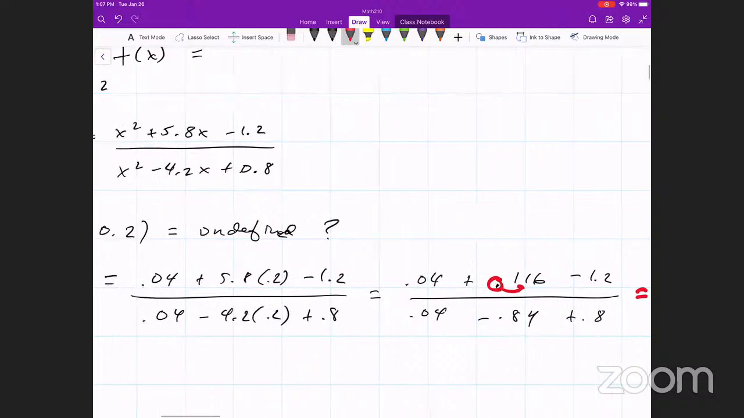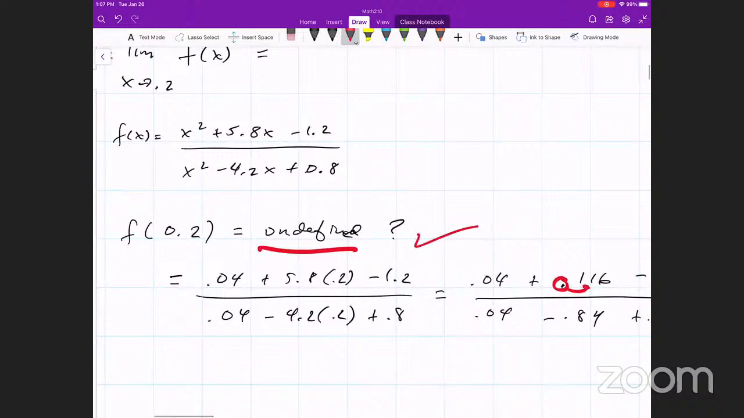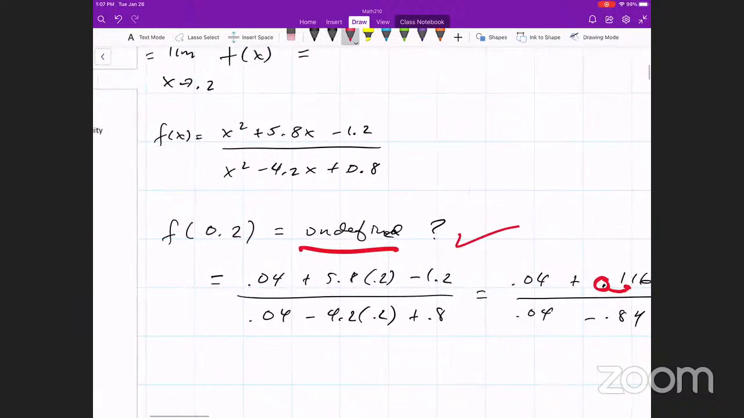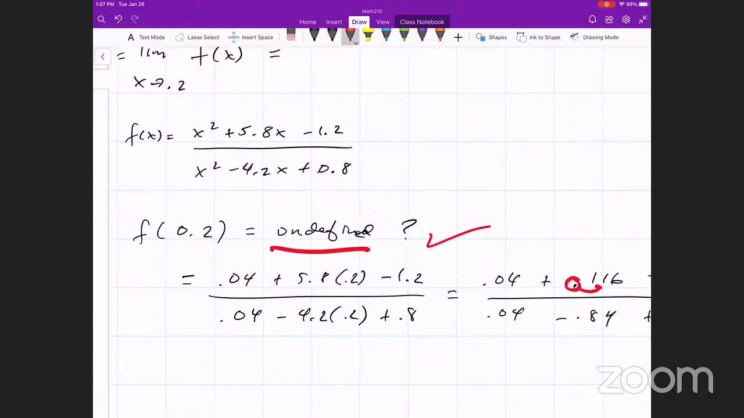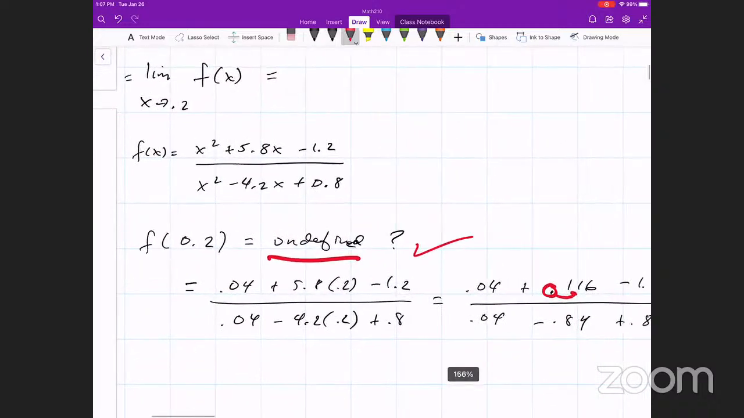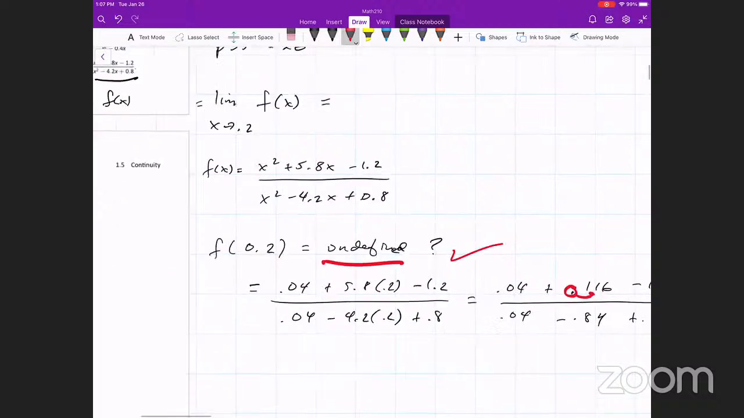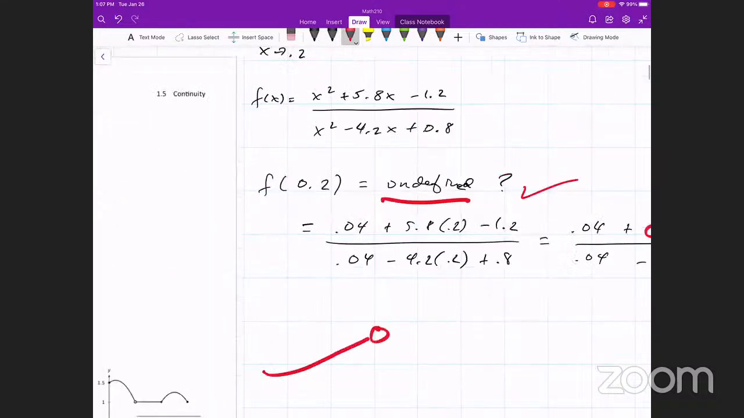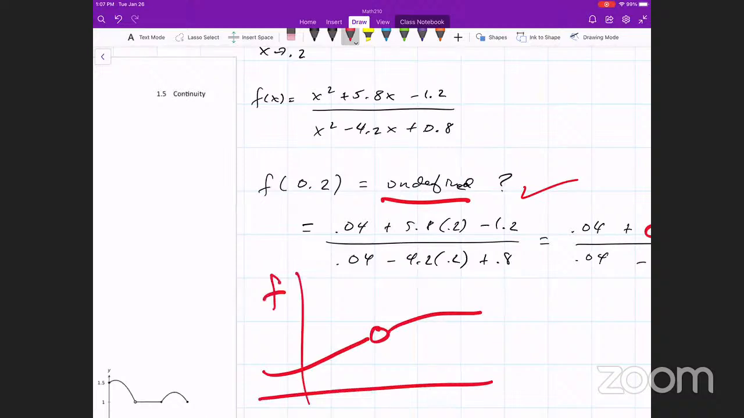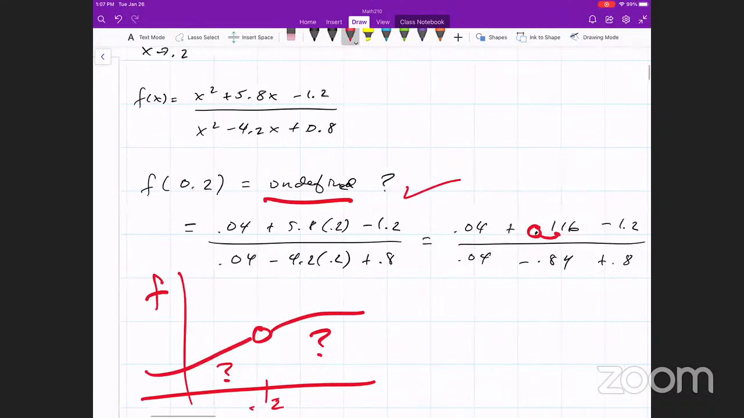is 0 over 0. So you see, sure enough, as I guessed, it was undefined. So you can't estimate what the limit is by sticking in the numerical value of 0.2. You get a nonsensical answer that doesn't give us an answer of what this is getting closer and closer to. It's undefined there. So this function is going to have a hole in it at some point. Roughly, this is what the function's graph is going to look like. I don't know what the shape is going to look like, but at 0.2, there's going to be a hole. And that's why it looks like it's undefined there.